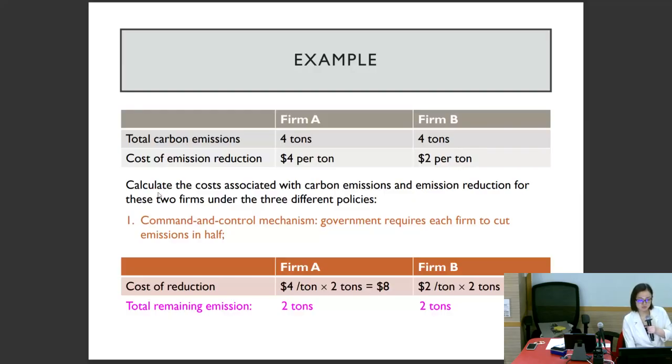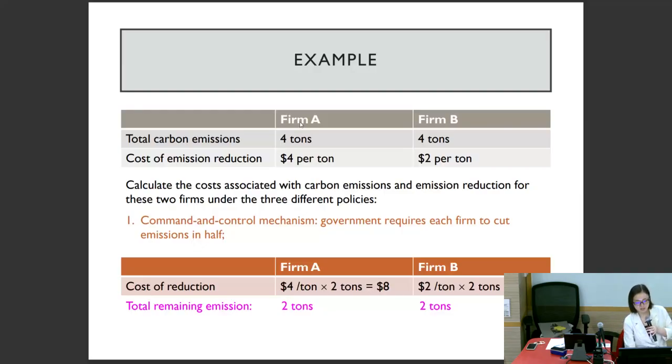We have to calculate the costs associated with carbon emissions and emissions reduction for these two firms under 3 different policies: command and control, carbon tax, and the ETS. So the first one is command and control. Let's say the government requires each firm to cut their emissions to half, and everyone needs to comply. It is a regulation.